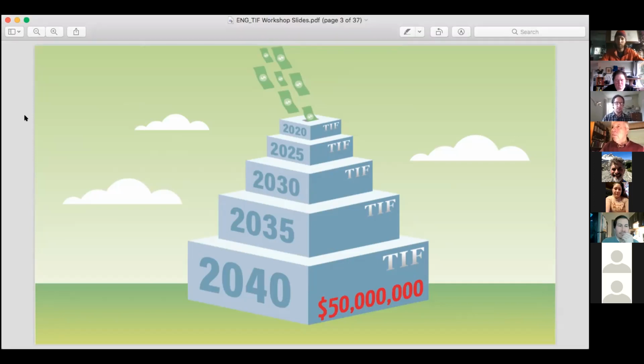Because we can predict and project how much money will be coming in every year for the next 20 years, these TIF districts are also allowed to take out loans to pay for bigger projects up front and then pay back those loans over the future years as the taxes keep getting deposited into the account every year.